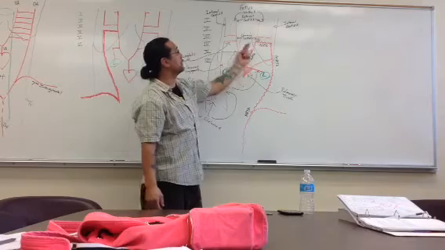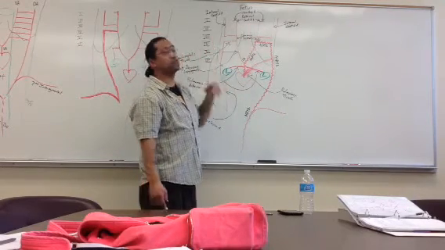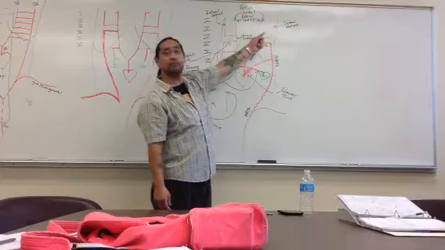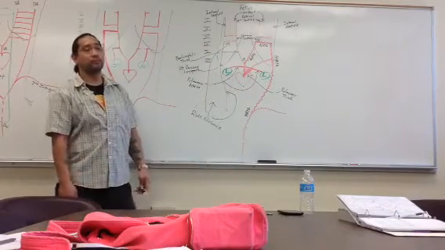No. And then what does the left common carotid split into? The internal and external. Internal and external carotids. Does that make sense? Mm-hmm. What's the third branch off the arch of the aorta? The left subclavian.